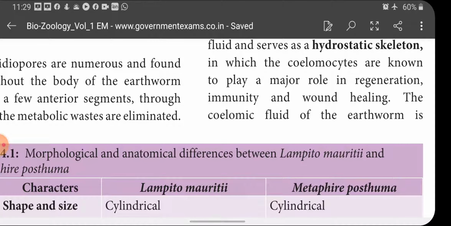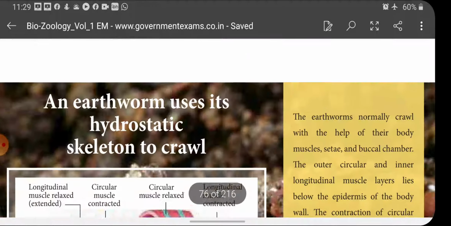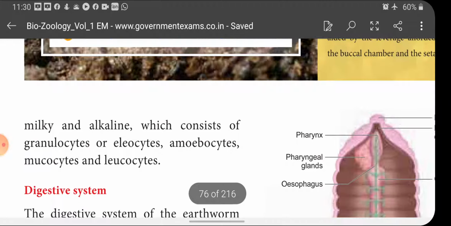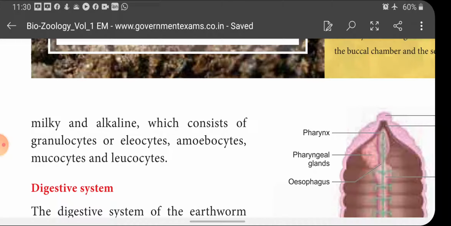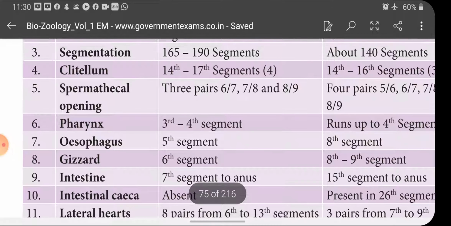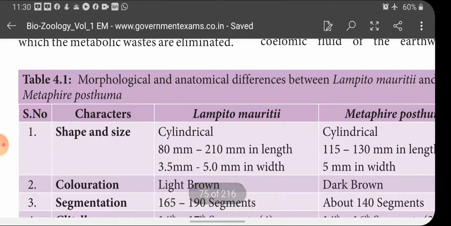The coelomic fluid of the earthworm is milky alkaline, which consists of granulocytes, eleocytes, amoebocytes, mucocytes, and leukocytes. Mention the composition of the coelomic fluid present in the earthworm and write the names of the cells present in it. Okay, so this is the answer. The coelomic fluid of the earthworm is milky alkaline and consists of cells like granulocytes or eleocytes, amoebocytes, mucocytes, and leukocytes. Okay, right. And one more thing I want to discuss with you, children: the various segments and their comparison in Lampito mauritii and Metaphire posthuma.